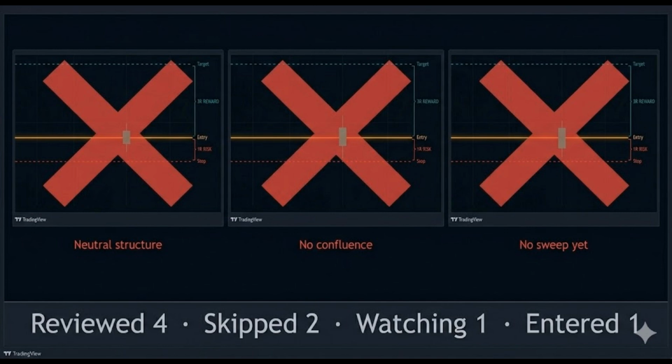Showing you what I pass on is as important as showing you what I take. Most sessions produce no trades. That is a good session, not a failed one.